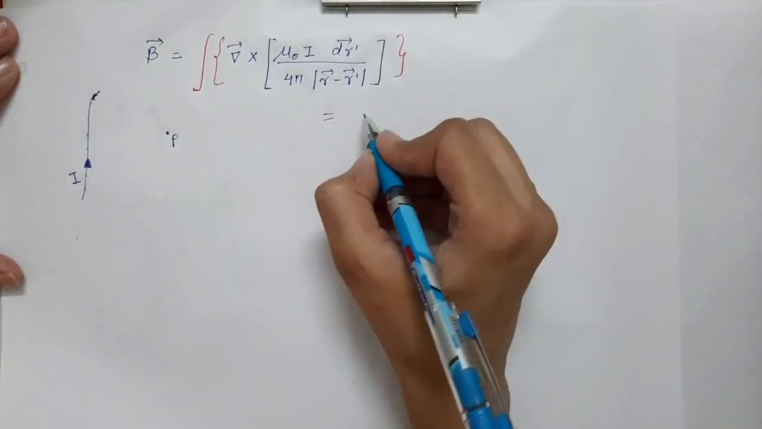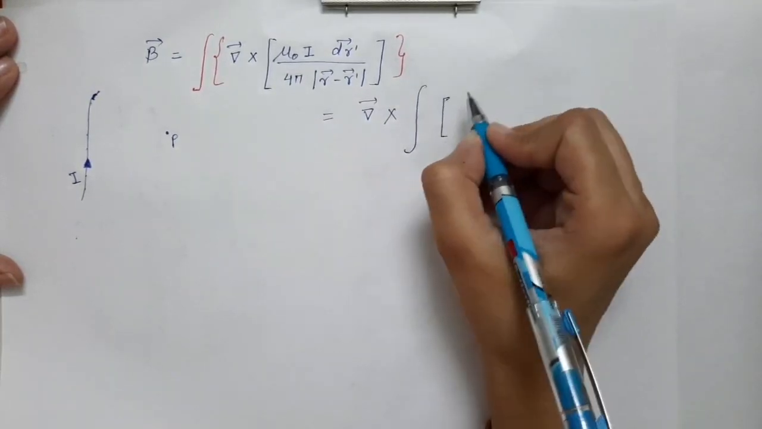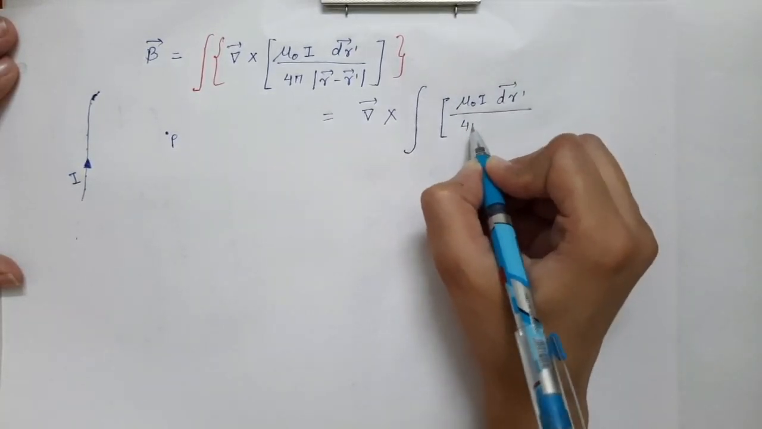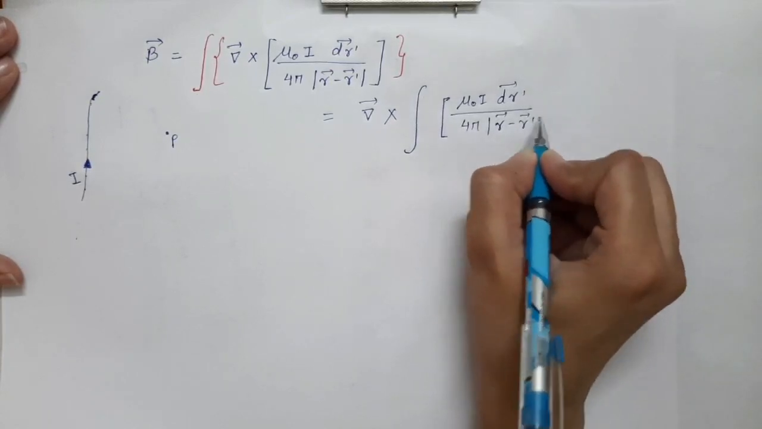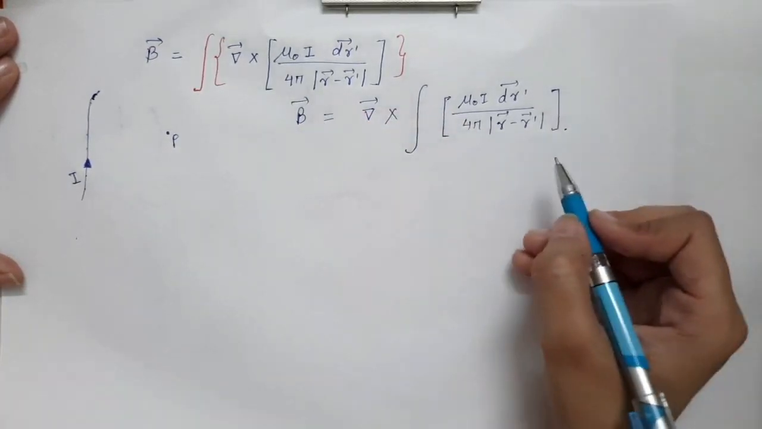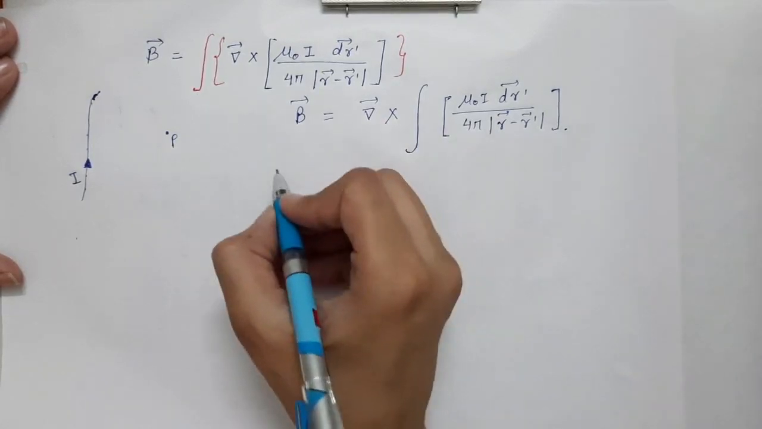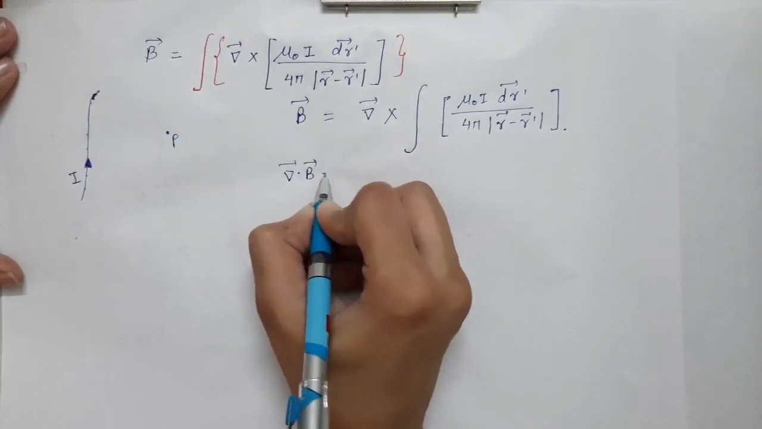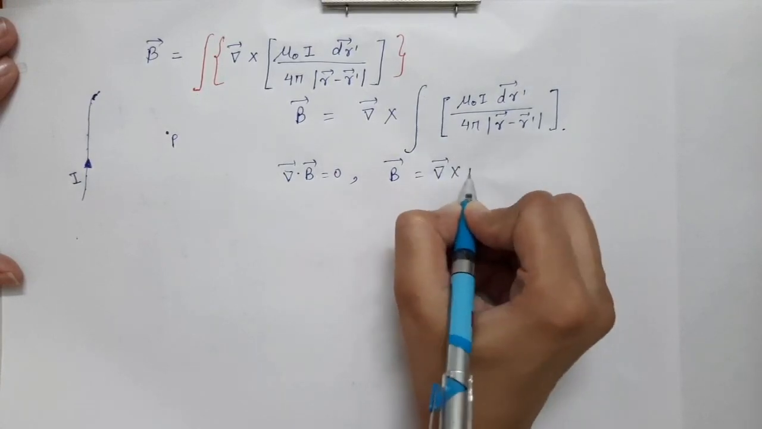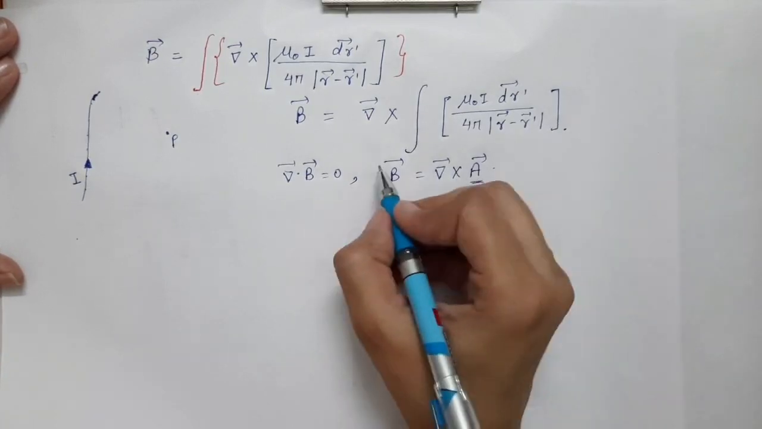So the magnetic field can be written as curl of the expression mu naught I dr prime vector divided by 4 pi times the magnitude of r vector minus r prime vector. This is the expression of the magnetic field that you have got. And at the start of this lecture, I said that the divergence of the magnetic field is equal to 0. So we can write the magnetic field as the curl of another vector, represented by A vector, and this is called the magnetic vector potential.